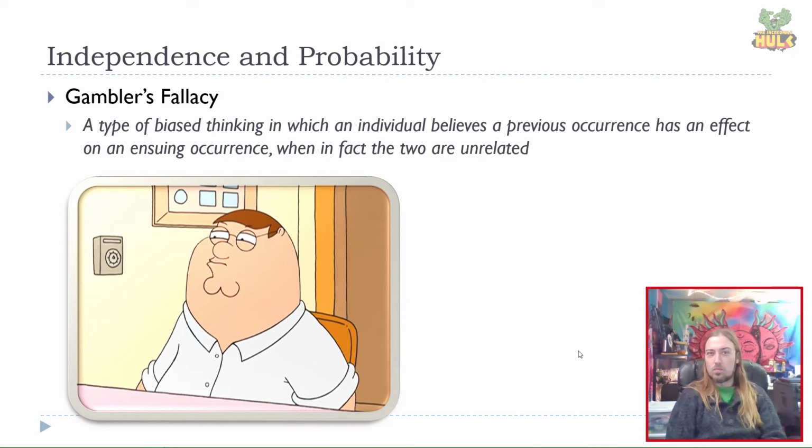Touché, salesman. How did he convince Peter there at the end to buy that volcano insurance? He said, there hasn't been a volcano in a long time in Rhode Island. Don't you think we're due for one? The gambler's fallacy. You've lost 50 times in a row at slots.